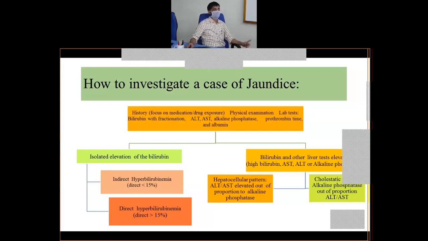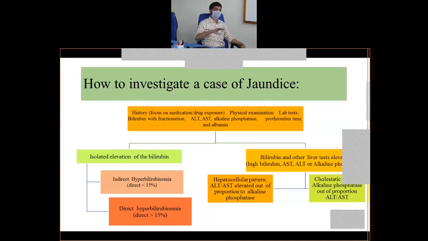Depending upon them, if there is an isolated elevation of bilirubin, meaning only the bilirubin is high but AST, ALT, and other liver enzymes are normal, that means it is not hepatocellular jaundice. Then you have to divide it into indirect hyperbilirubinemia, if the direct bilirubin is less than 15%, and direct hyperbilirubinemia, if direct bilirubin is more than 15%.